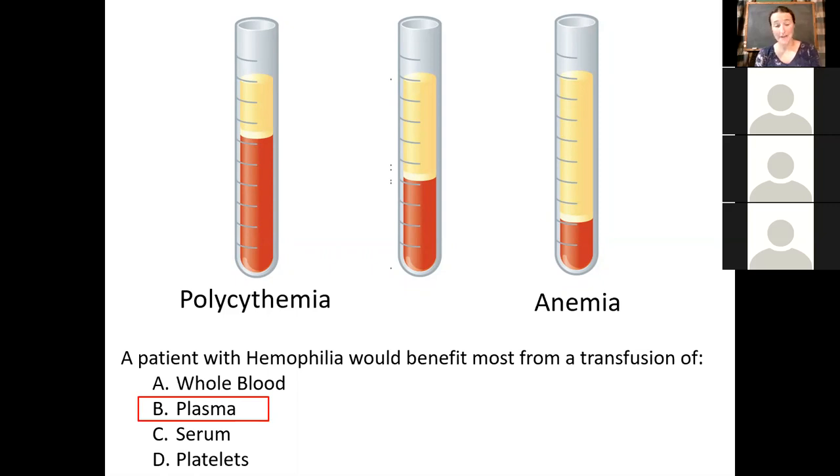The reason for that is that plasma contains all of those clotting proteins. Serum contains no clotting proteins, plasma contains all of them. And so if a hemophiliac requires a transfusion, plasma with those clotting proteins would be ideal. Does everyone understand that?